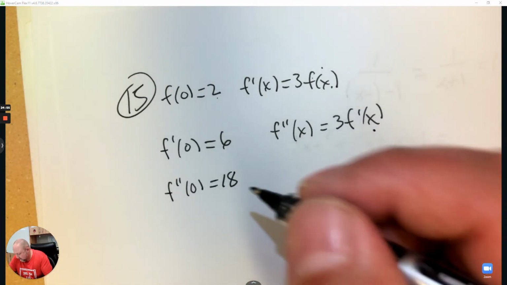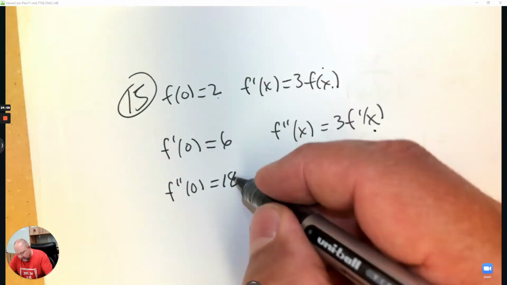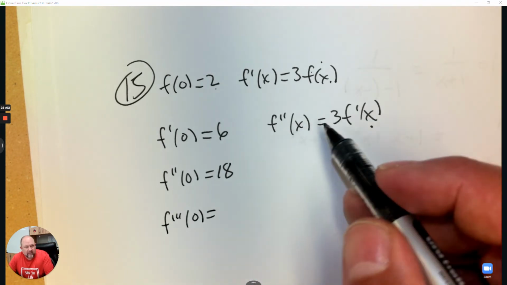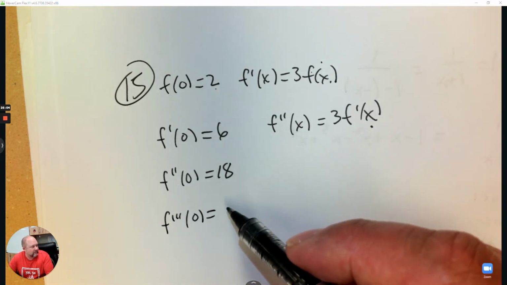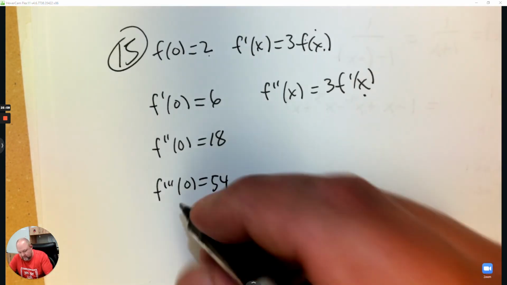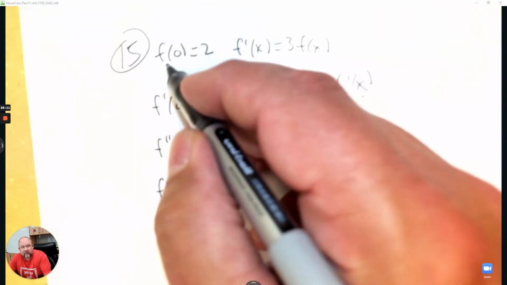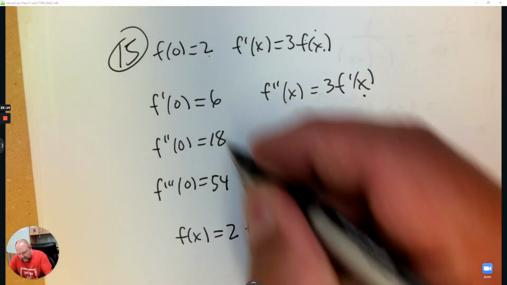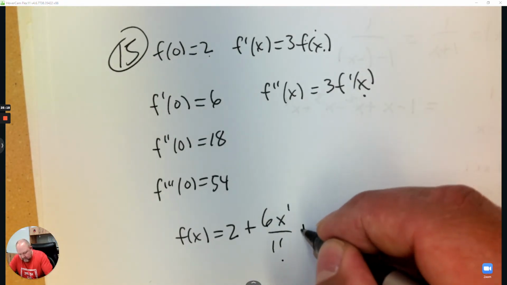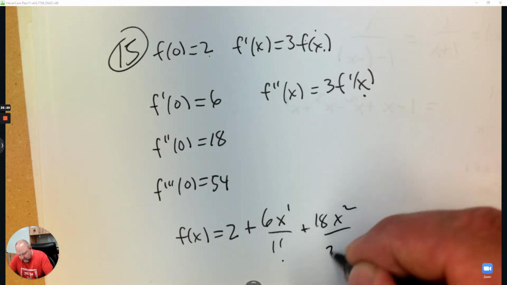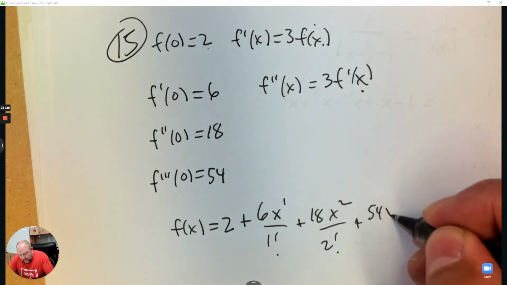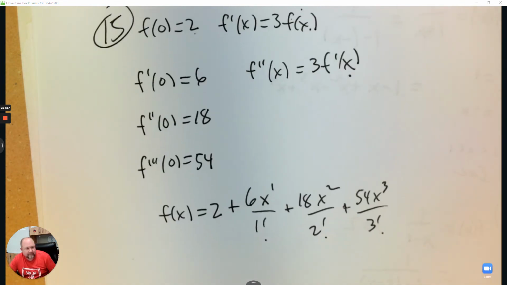All right, we're almost there. So the next one would be 3 times 18, which is 54. And then use these ones. So first of all, I start at 2, then 6, x to the 1 over 1 factorial, 18 x squared over 2 factorial, and then 54 x cubed over 3 factorial.